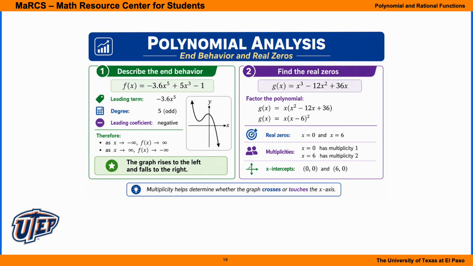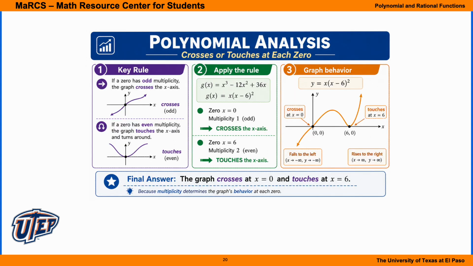So at x is equal to 0, we have a multiplicity of 1. So that means that the function will cross the x-axis at x is equal to 0. And at x is equal to 6, we have a multiplicity of 2. So that means that the function will touch the x-axis and turn around. So now we're just going over the key rule of the multiplicity again. So if a 0 has odd multiplicity, the graph will cross the x-axis. And if a 0 has even multiplicity, then the graph will touch the x-axis.